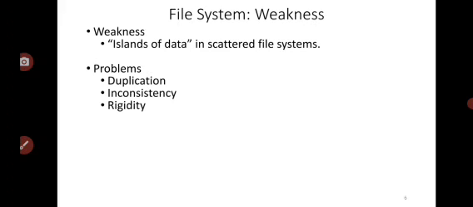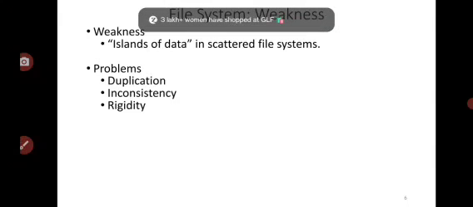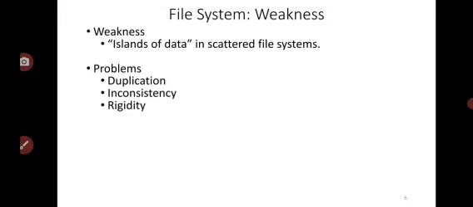And inconsistency. For example, in the sales department the customer information is there, and the invoice department also has the customer information. The customer information has to be updated in both departments. If we update it in one department, the other is left in an inconsistent state. That is called inconsistency. Then we come across rigidity. Rigidity means it is very complex to modify or update the data.